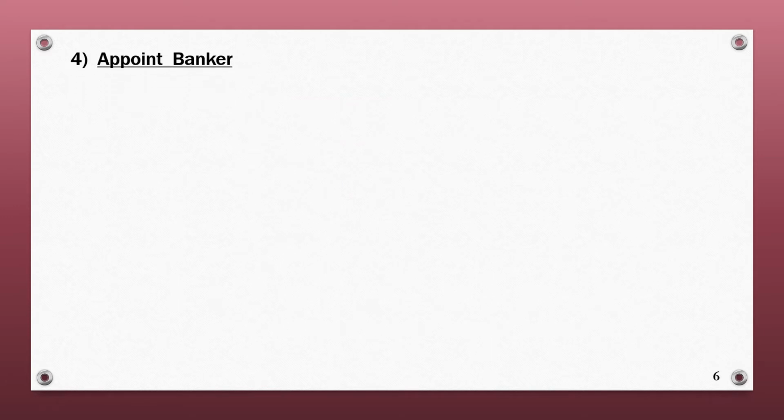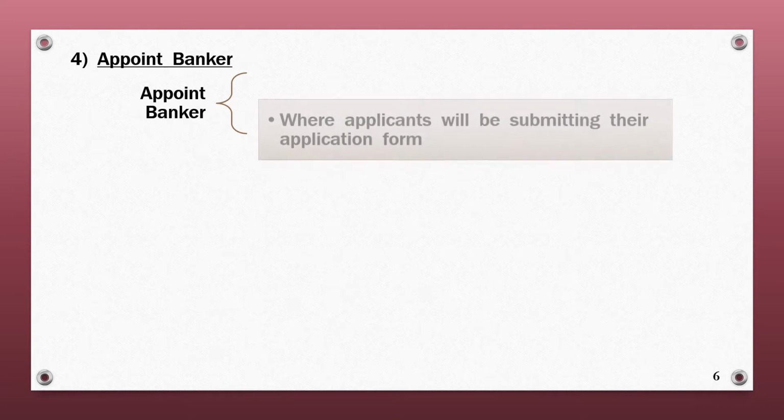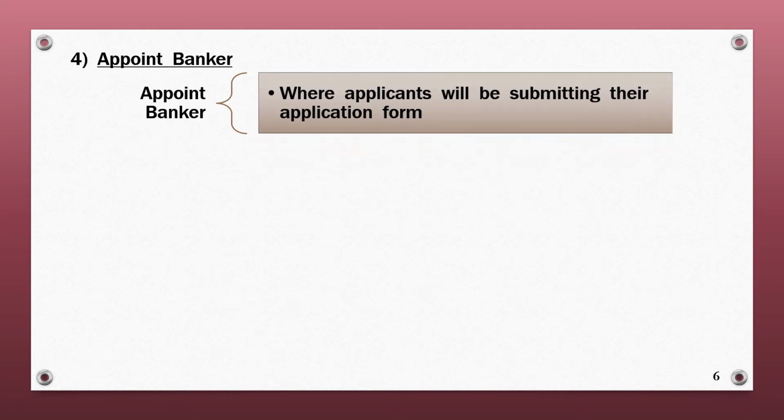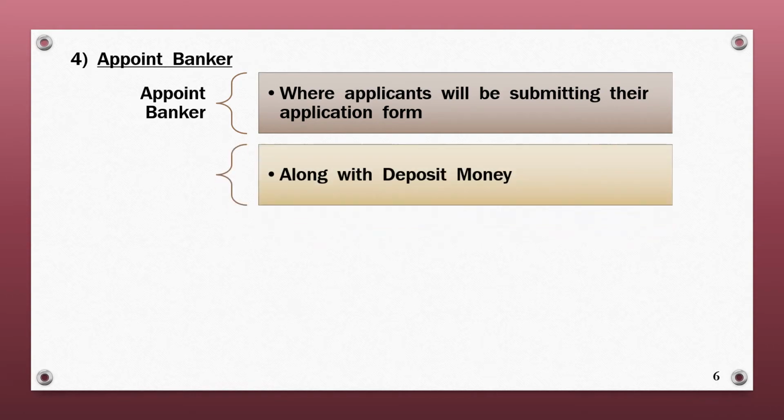The next step involves appointment of a banker. Once the advertisement is published, the investors who are interested will start depositing their money with the company. Thus, in order to receive this money, the company needs to appoint bankers. These bankers are basically appointed so that they can receive application money from the applicants along with the deposit money.